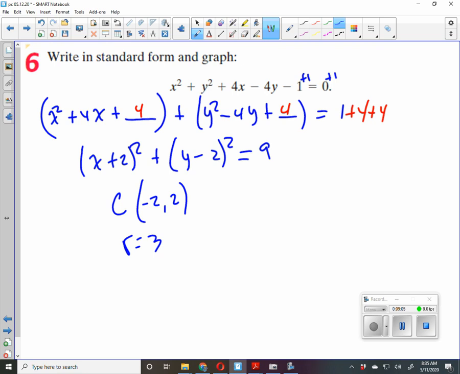So going between standard form and general form is what we're looking for. Good luck and have some fun with circles. Get good at it, because we're moving on to ellipses and hyperbolas, and they are all going to consist of the same type of process.